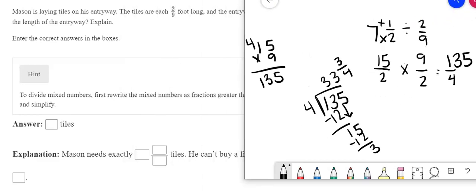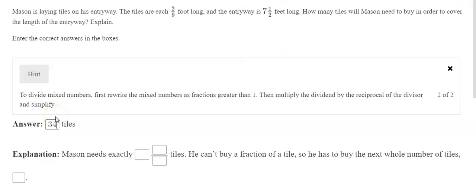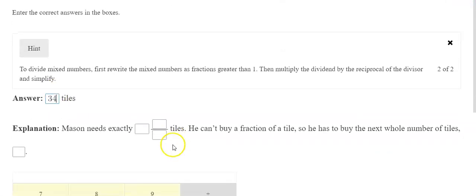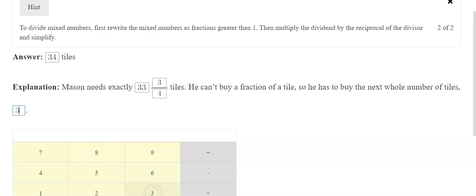But I can't have 3/4 of a tile, so I need to actually have, instead of just 33 tiles, I need to have 34 tiles. So he needs exactly 33 and 3/4 tiles. He can't buy a fraction of a tile, so he has to buy the next whole number of tiles, which is 34.